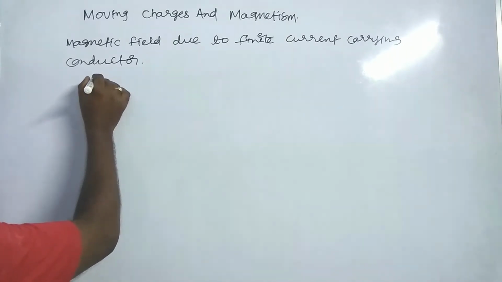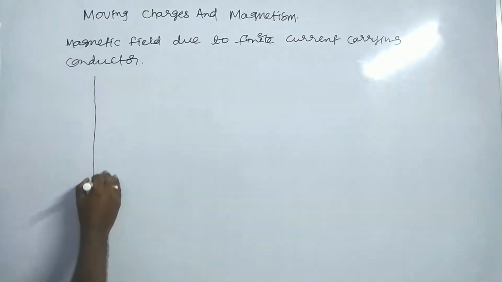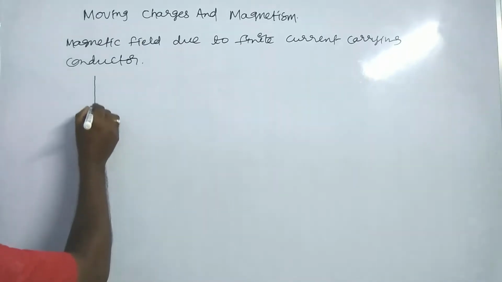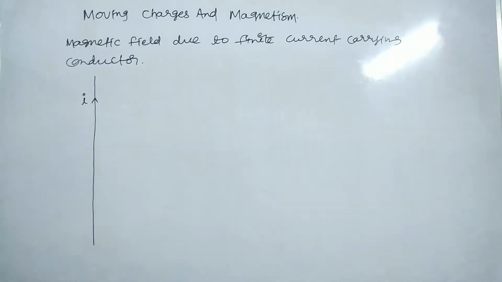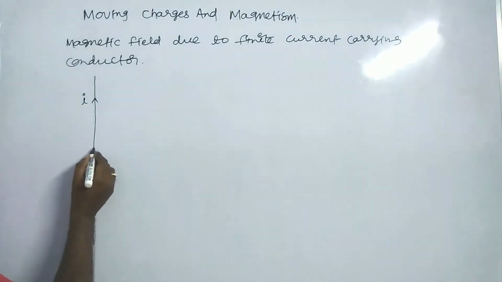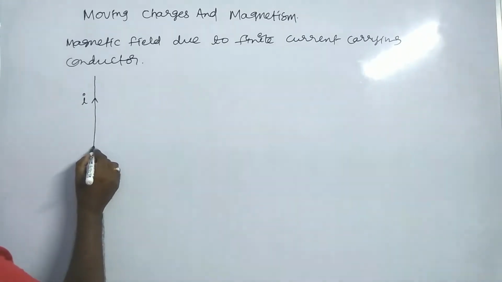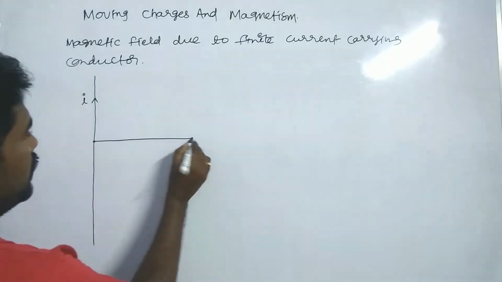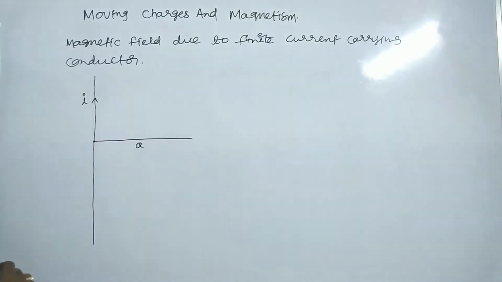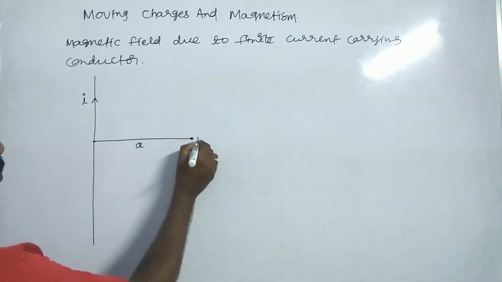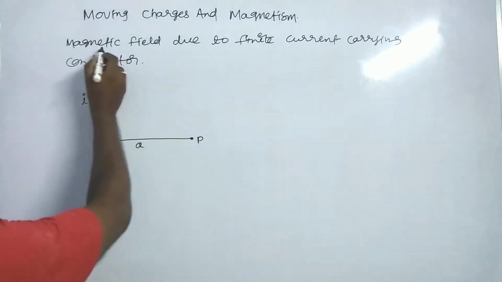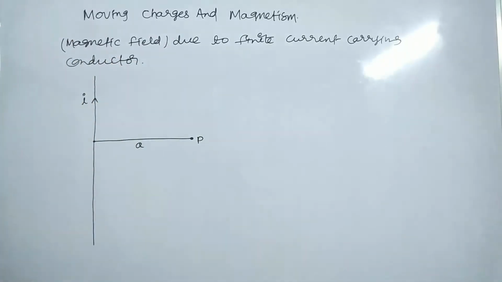So here this is a finite current carrying conductor, and the current passing through it is I. Anywhere on this, perpendicularly, you have to take a point at a perpendicular distance of A. At this point you have to find the magnetic field, right?